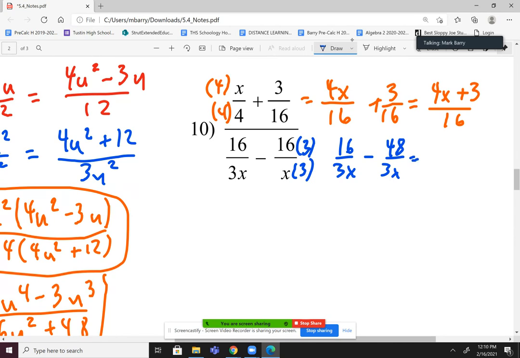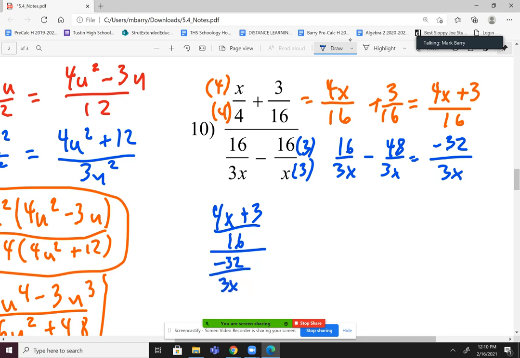All right, now this one actually is like terms. So I am allowed to do 16 minus 48. So that would be negative 32. So we're going to get 4x plus 3 over 16 over negative 32 over 3x. Multiply by the reciprocal.